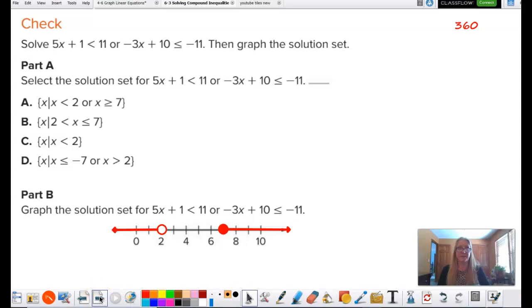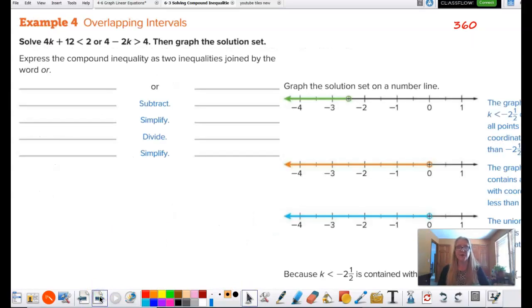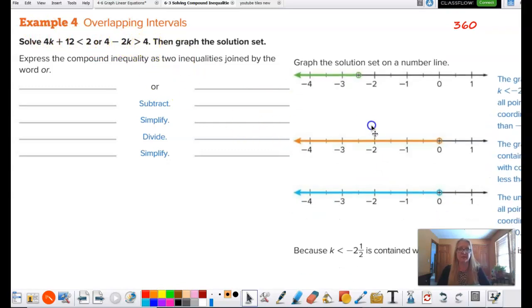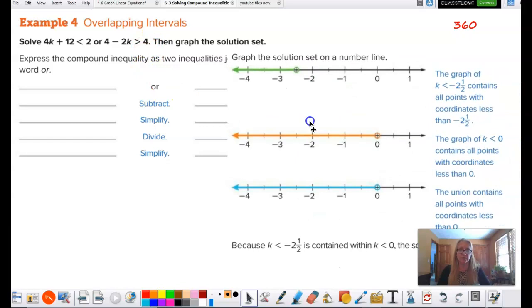All right, coming up next, overlapping intervals. Sometimes the ors overlap. All right, let's look at this example here. And it's off the page. Let me slide this. No, I can't make it bigger in the middle of the thing. All right, well, we'll have to slide this then. So you're going to solve this inequality and this inequality, and then you're going to graph the solution, okay?